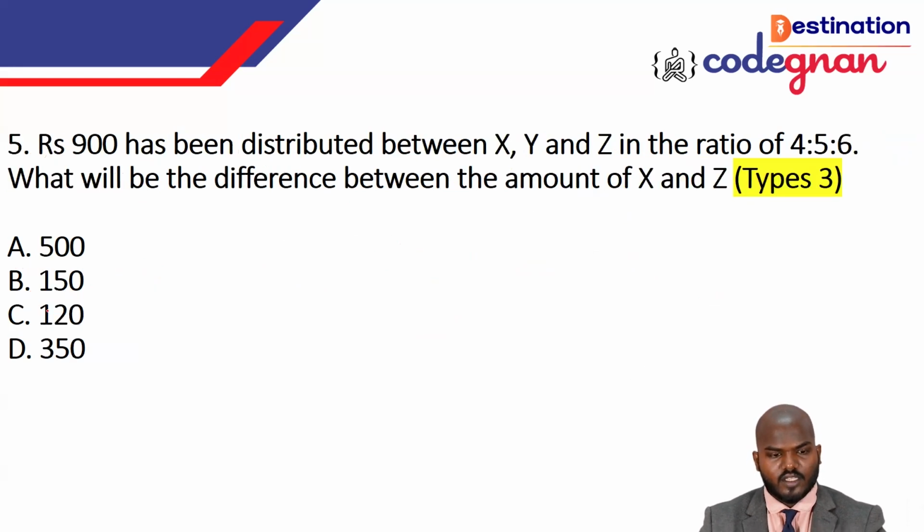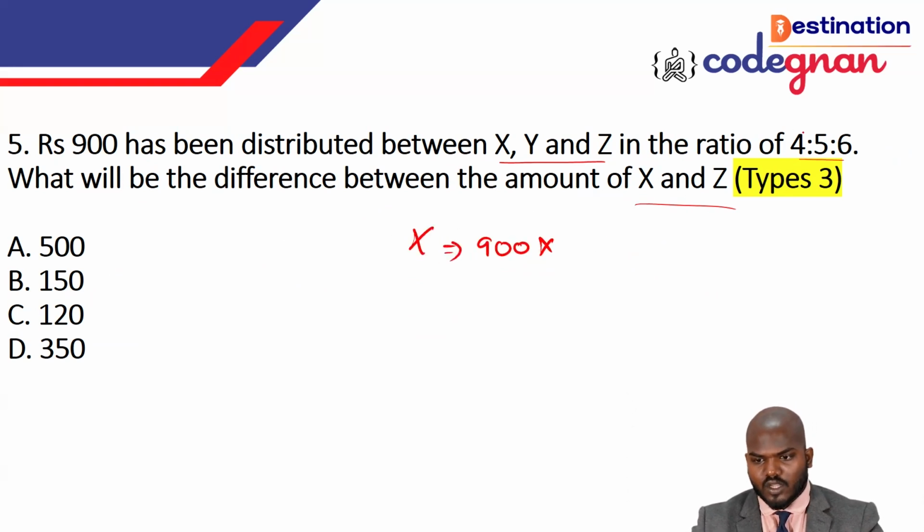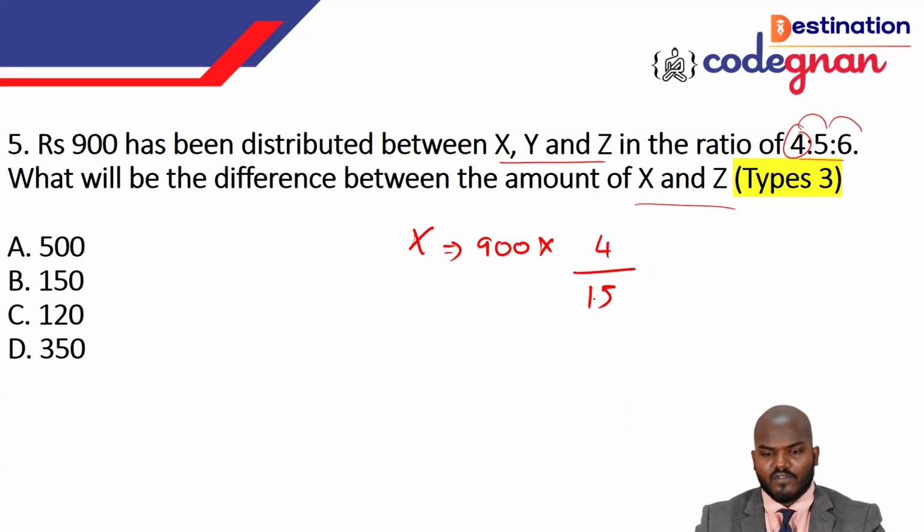Next one, you see this one, guys. 900 has been distributed between X, Y, Z again in the ratio of 4:5:6. What is the difference between X and Z? If you want to find the X value, guys, 900 is the total amount, X ratio is equal to 4 by total, that is 4 plus 5 plus 6, which is 15. Cancelling with respect to the third table, it will give you the value 300 and 5.